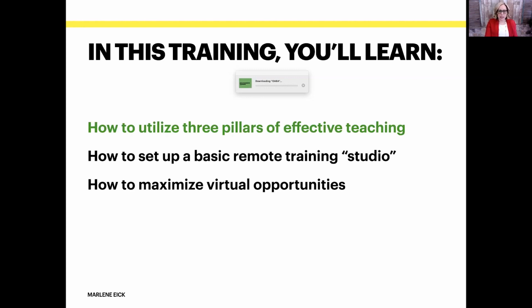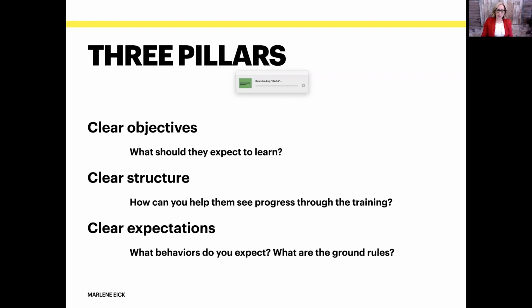Three pillars of effective teaching. We're going to go through this really quickly because this is just a review, but something to keep in mind no matter the format that you're using. So these three pillars: clear objectives, clear structure, and very clear expectations of your participants. So this is not new information. These are the kind of things, if you're doing training on a regular basis with folks, you're doing these things if you're meeting people in person in the same room. But we got to especially remember these things when we are training remotely and meeting with people virtually.